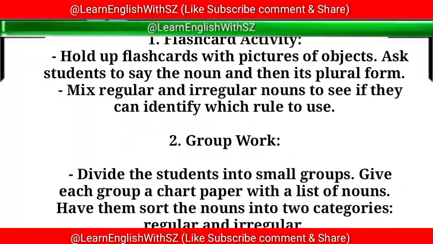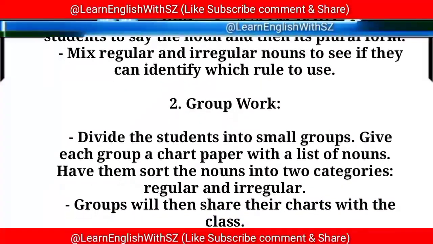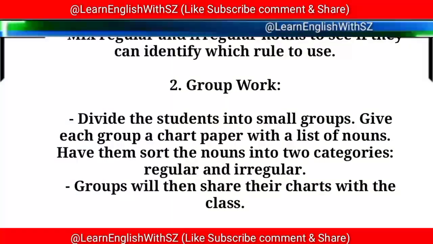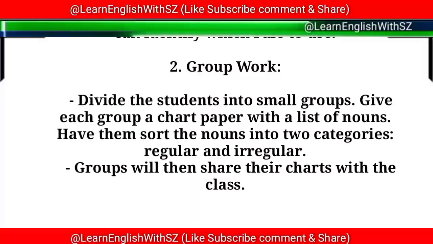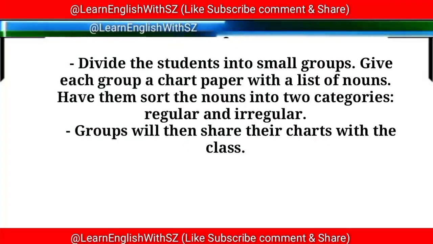2. Group work. Divide the students into small groups. Give each group a chart paper with a list of nouns. Have them sort the nouns into two categories, regular and irregular. Groups will then share their charts with the class.